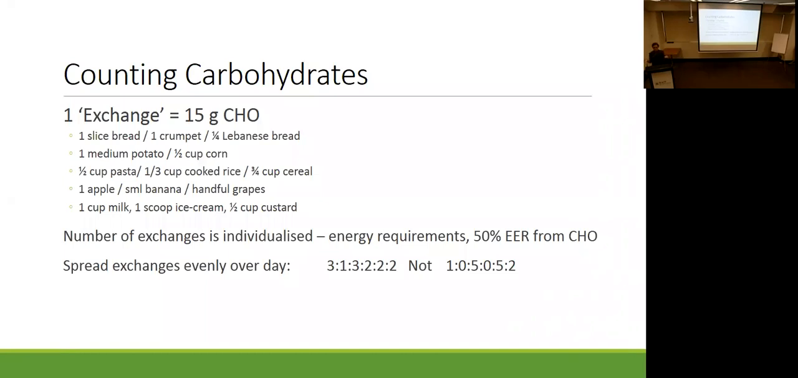Then you know how many exchanges you want to give the person for the day, and you want to spread those out. So you might do 2 at lunch, 2 at dinner, 2 at breakfast, and then 1 in between. So that's just a general rule of thumb, how you would do it. You'd obviously individualise it for each patient, depending on if patients are having hypos in the morning or hypos at night or whatever. But that's just a general way that you would try and spread exchanges over the day. And again, making sure that the carbohydrates you are recommending are low GI.